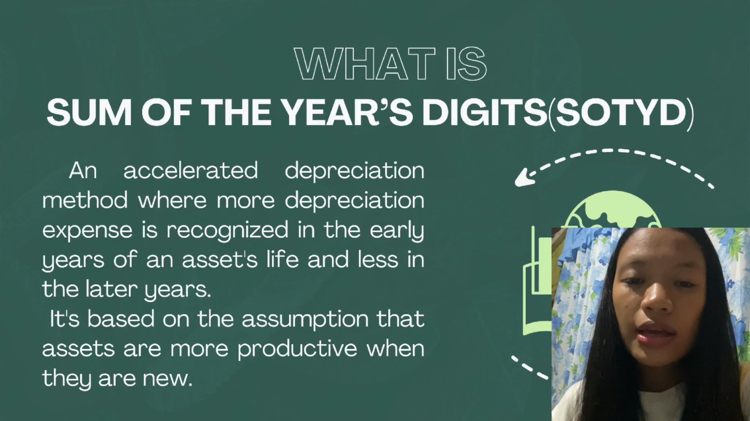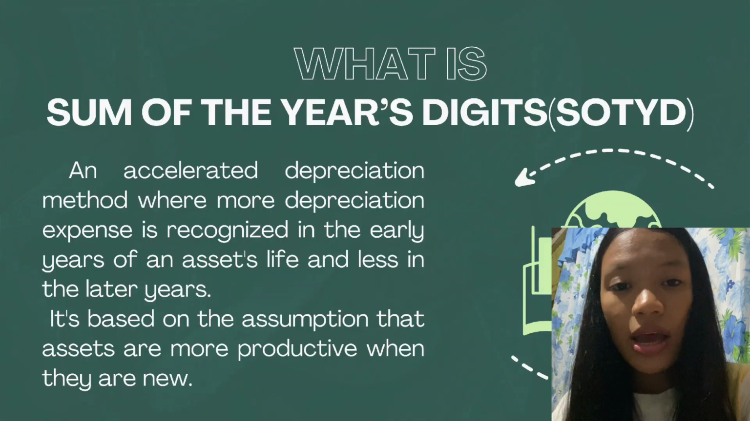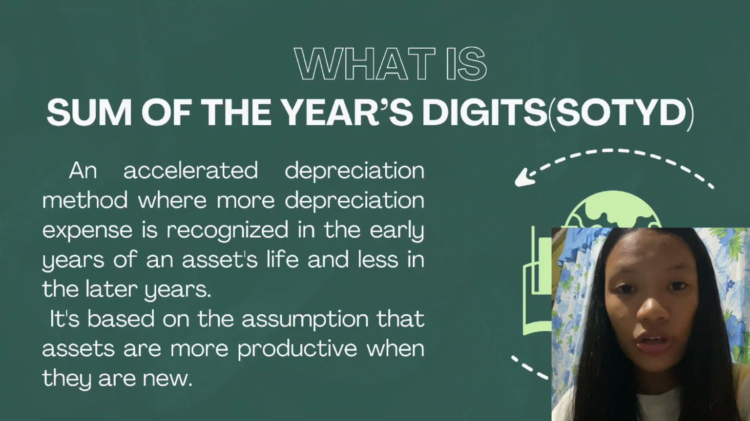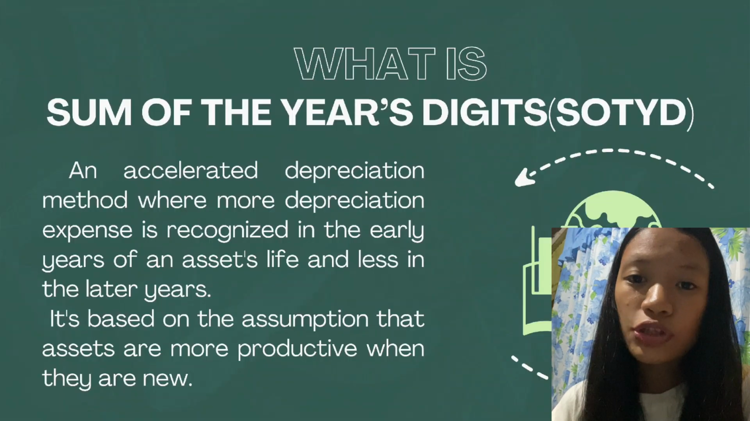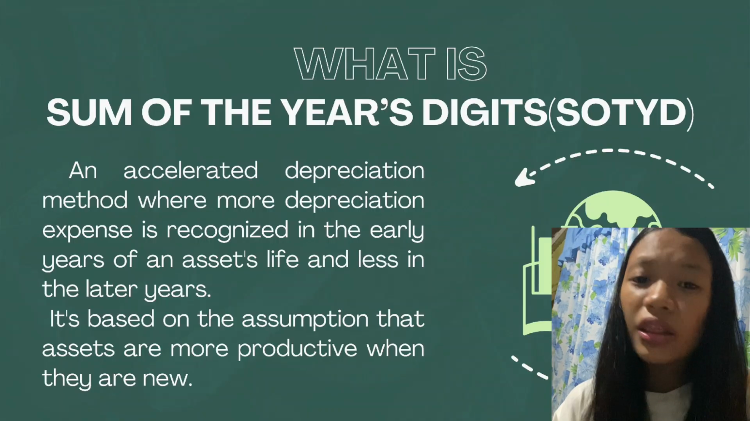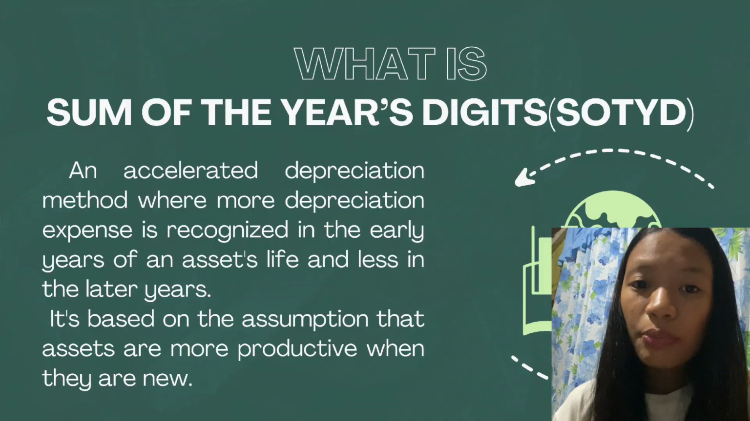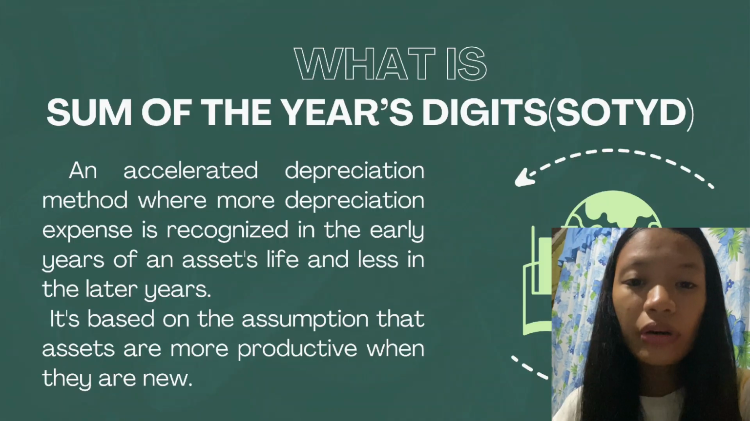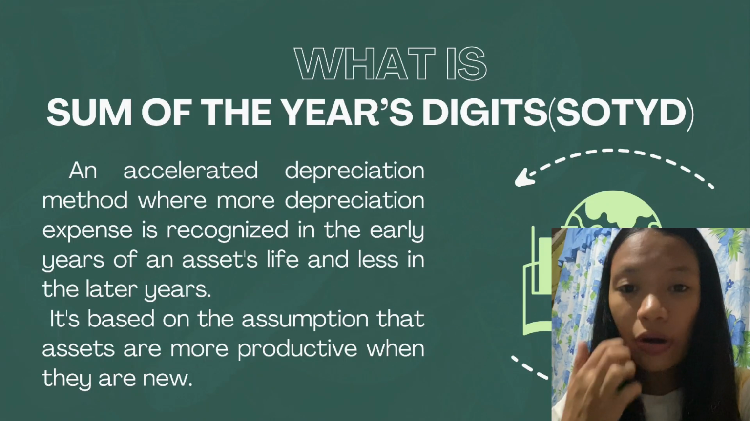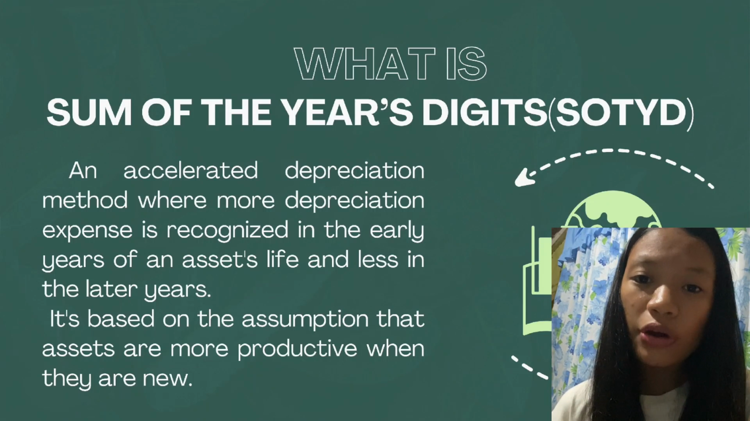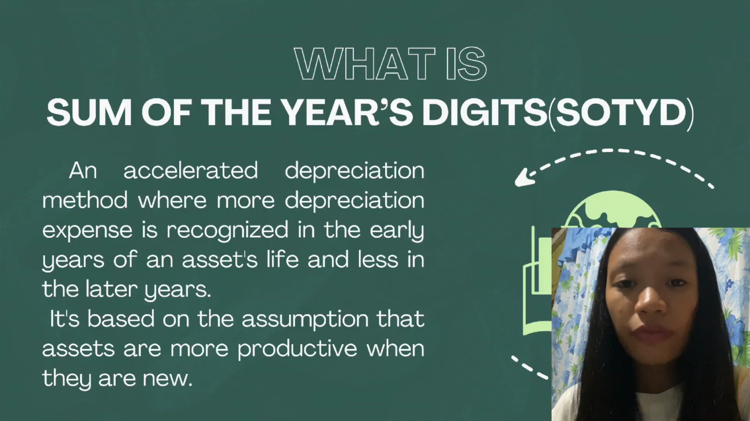This means that instead of spreading the cost evenly over the asset's life like the straight line method, SOYD charges higher expense in the first few years and a lower expense later on. The logic is that most assets, like machinery or vehicles, provide more value and require fewer repairs when they are brand new. So our depreciation expense should reflect that higher initial usage.